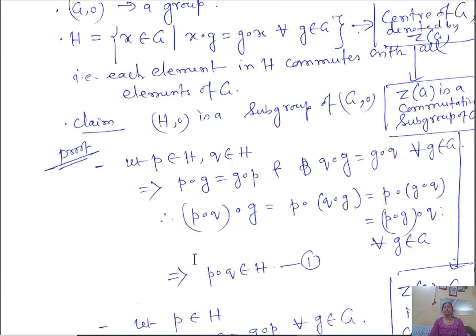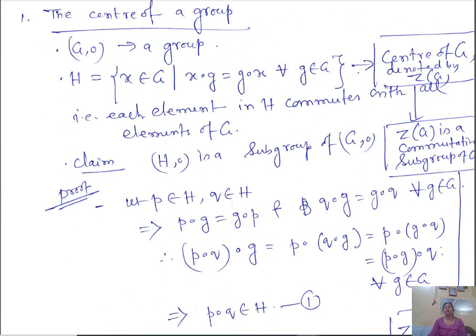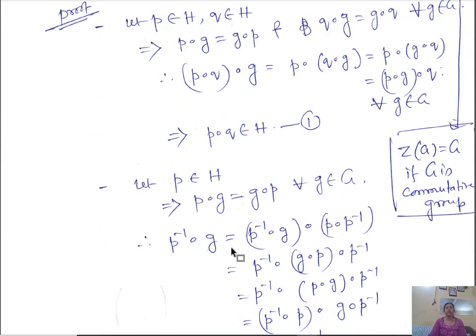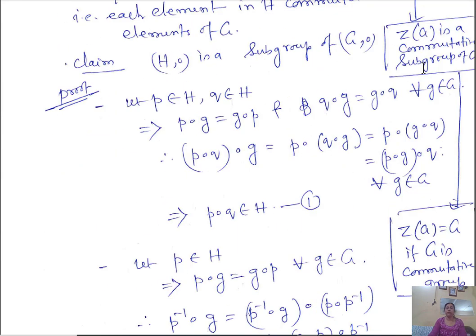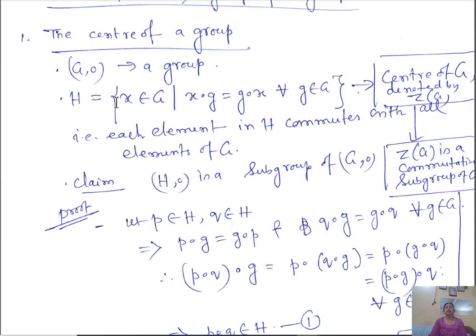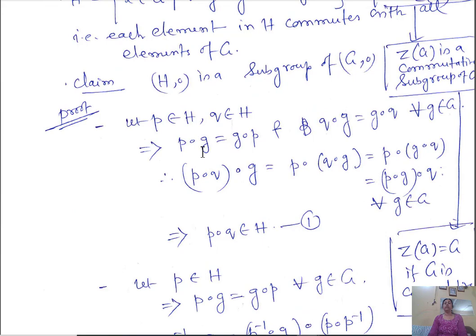Okay, so this subgroup is called the center of G, denoted by Z(G). It is a commutative subgroup of G. The commutativity property, I have not shown. You show that property, this extra property also. This is an abelian group. And in case G itself is a commutative group, then Z(G) is equal to G, it coincides with G.